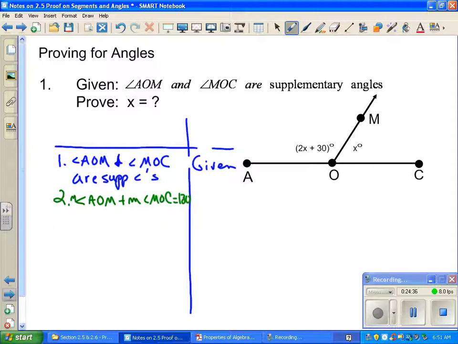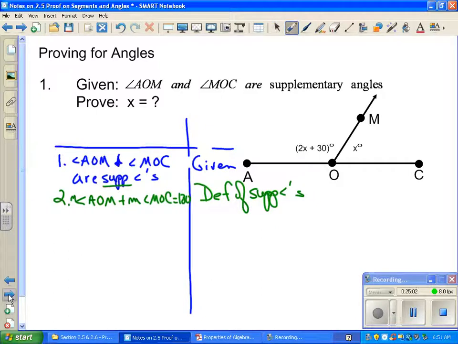You see, the given has the word supplementary in it. And supplementary's definition is it adds up to 180. And that's the rule. Every time you see a word, that's the rule that you need to put over here. So since the definition of supplementary angles states that two angles add up to 180, that word up there gives you away the reason for number 2.